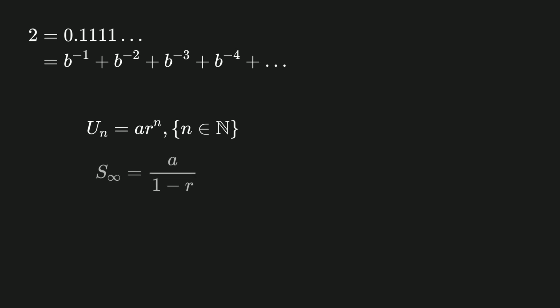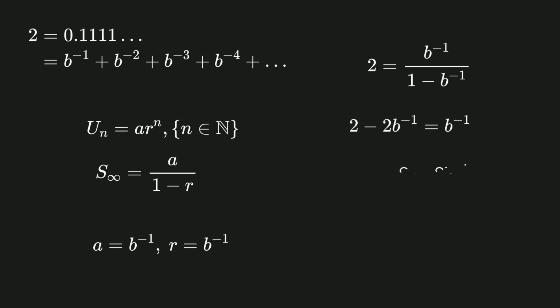All we need to do now is plug in a, the first value, and r, the ratio, both of which are 1/b. A bit of algebra later, we're left with b equals 3/2, which is just what we expected. Base 3/2 is the only base that suitably models our problem.